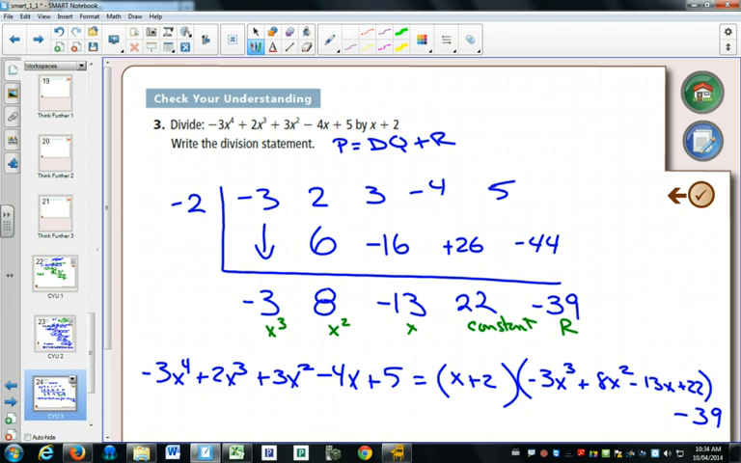So the questions you can do for this one are 8, 9, 11, and 12. I'm going to give you some time to try number 8 because I want you to practice this synthetic division a little bit, and then we can go on.